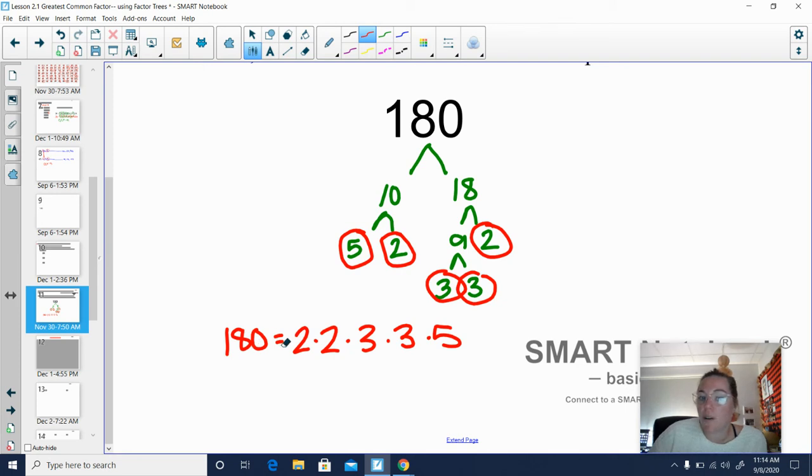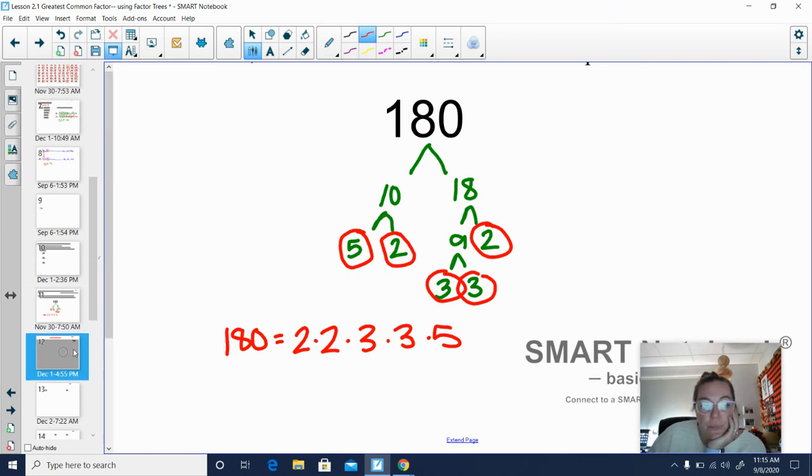So what we've done is we've factored 180. We've prime factorized 180. We've made it so that the only numbers being multiplied together are prime numbers, and they still make 180. So we can use this to actually find our greatest common factors.